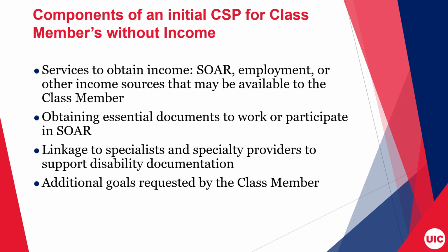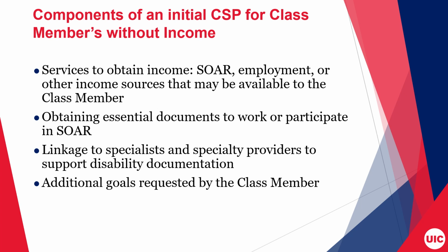The primary goal for class members that are referred to the CCMTP without a source of income must be to obtain income. Therefore, a special CSP type, initial CSP no income, should be selected for these class members. Initial CSPs for class members without income are not required to address all needs and services in a typical initial CSP. Initial CSPs for class members without income must focus instead on services to obtain income, for example, SOAR services, employment, other income sources that may be available to the class member.